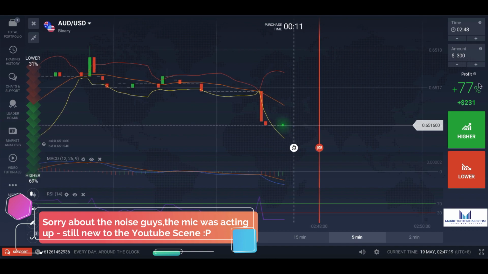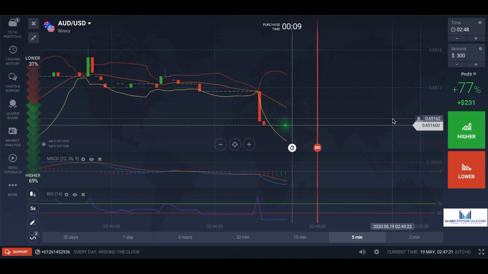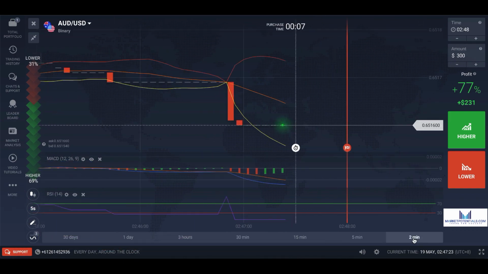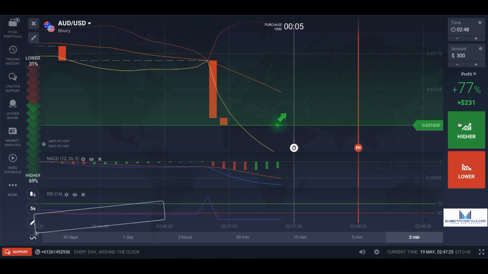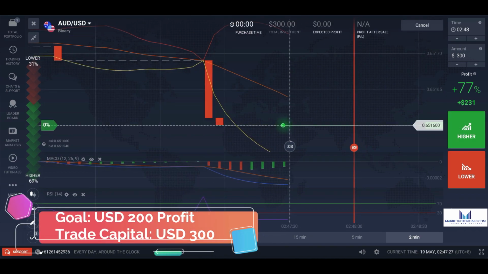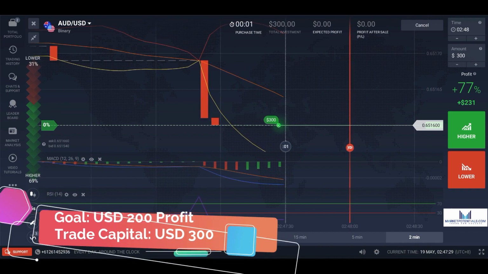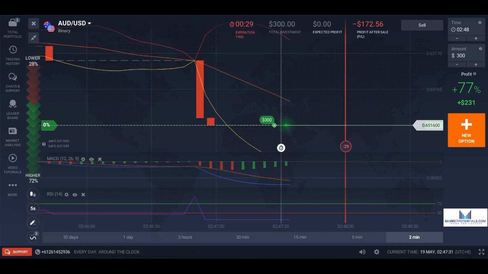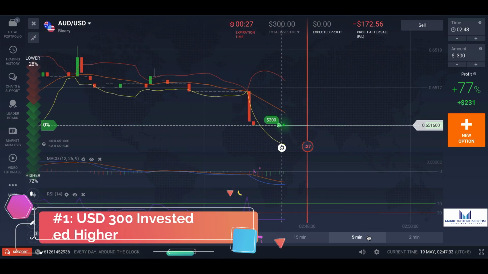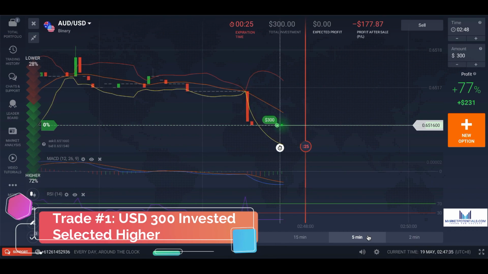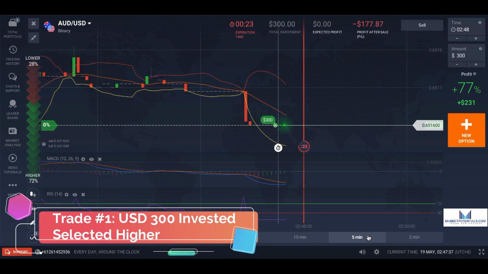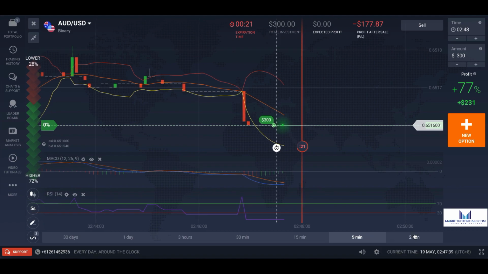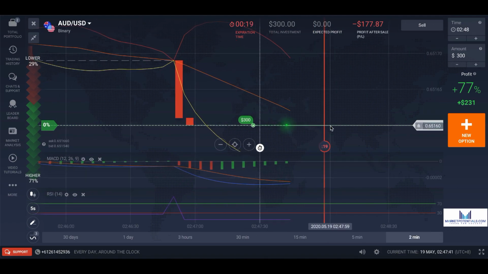As I said, the goal was 200 bucks, so I've put in 300 as my trading capital, and I am looking to see what happens here. Now, I've entered the trade, that's $300, and I've selected buy. What that means is I am going to be in the money if the chart ends up being any higher than this green line here.